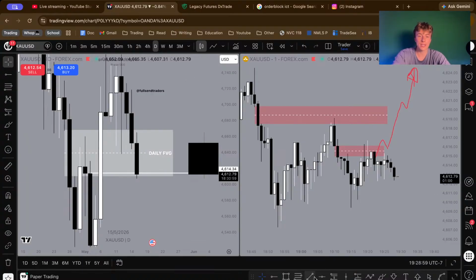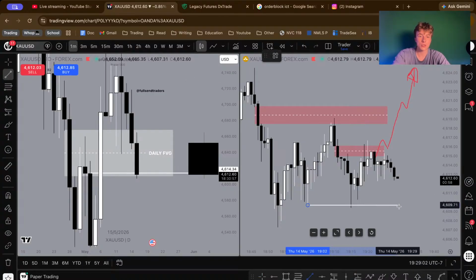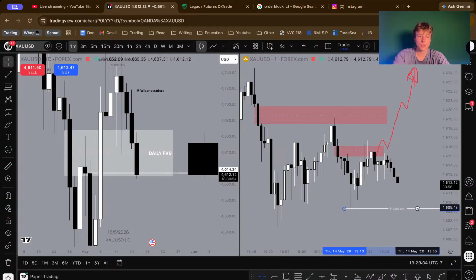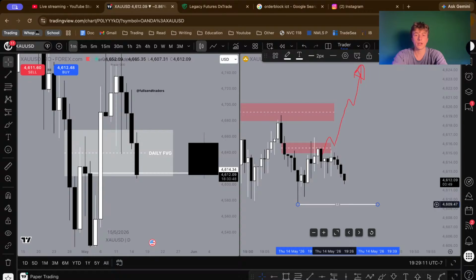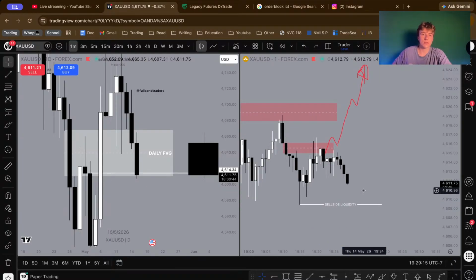Somebody said that we might take out these lows, so we'll pay attention to these lows right here. This would be the lowest point. If we take out this low right here, this could be a good spot to look for a reversal if we get confirmation.